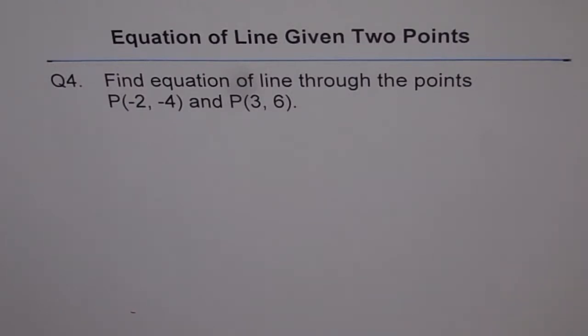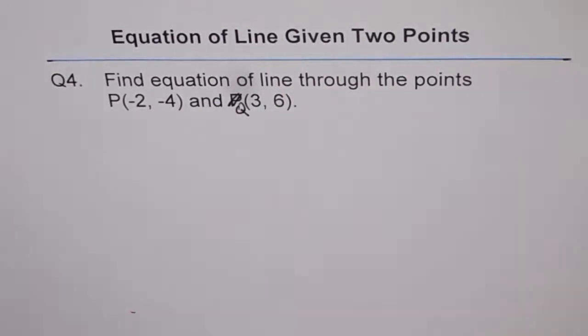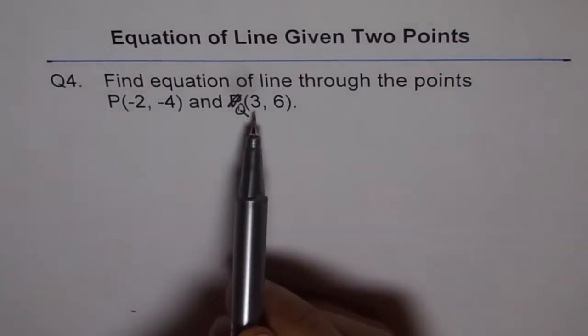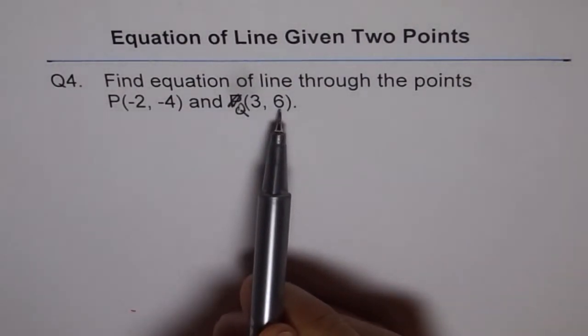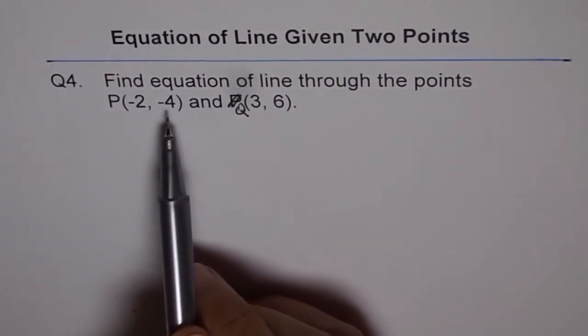So let me change the name. Okay, let me call this Q. It's good to write different names for different points, right? So we have 2 points P and Q. P is (-2, -4) and Q is (3, 6), where 3 is the x coordinate and 6 is the y. Here -2 is the x coordinate and -4 is your y coordinate.